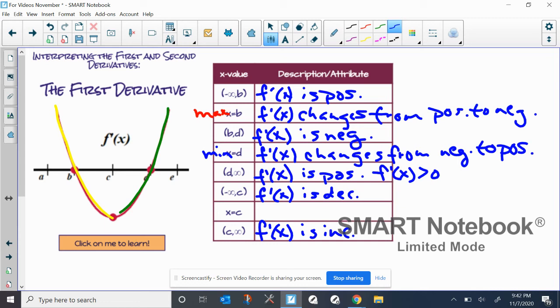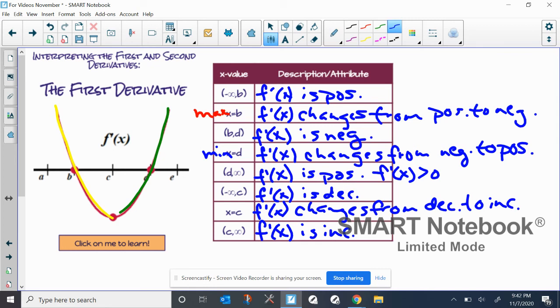And on this graph, it would be f prime of x changes from decreasing to increasing. And that's how I would know there would be a point of inflection on the original. If my first derivative changed from increasing to decreasing, or decreasing to increasing, you can go either way.